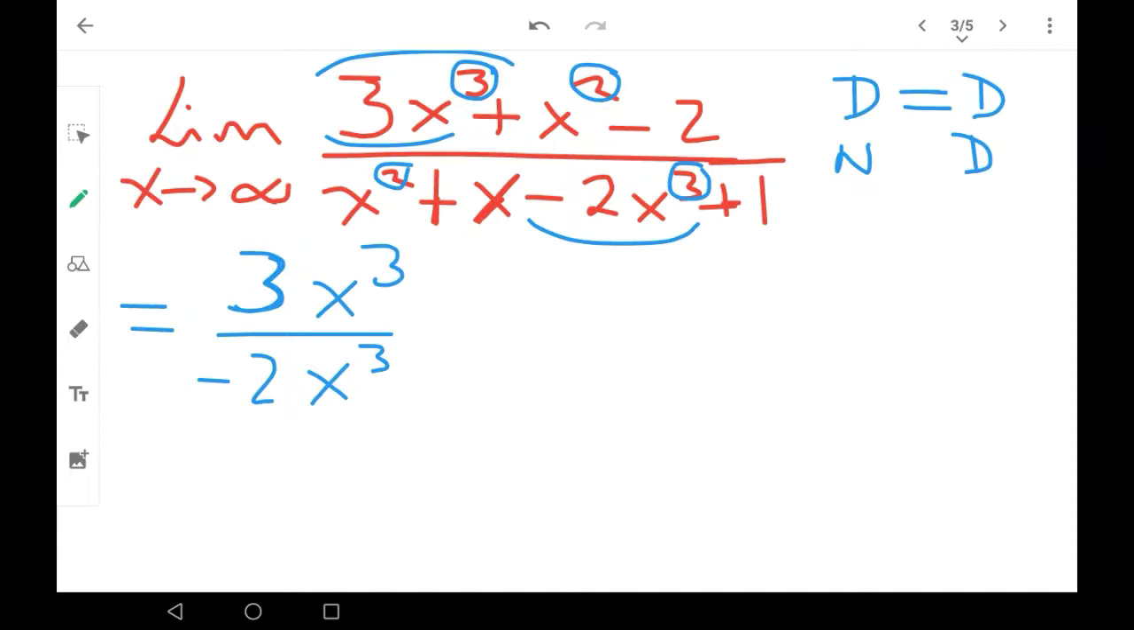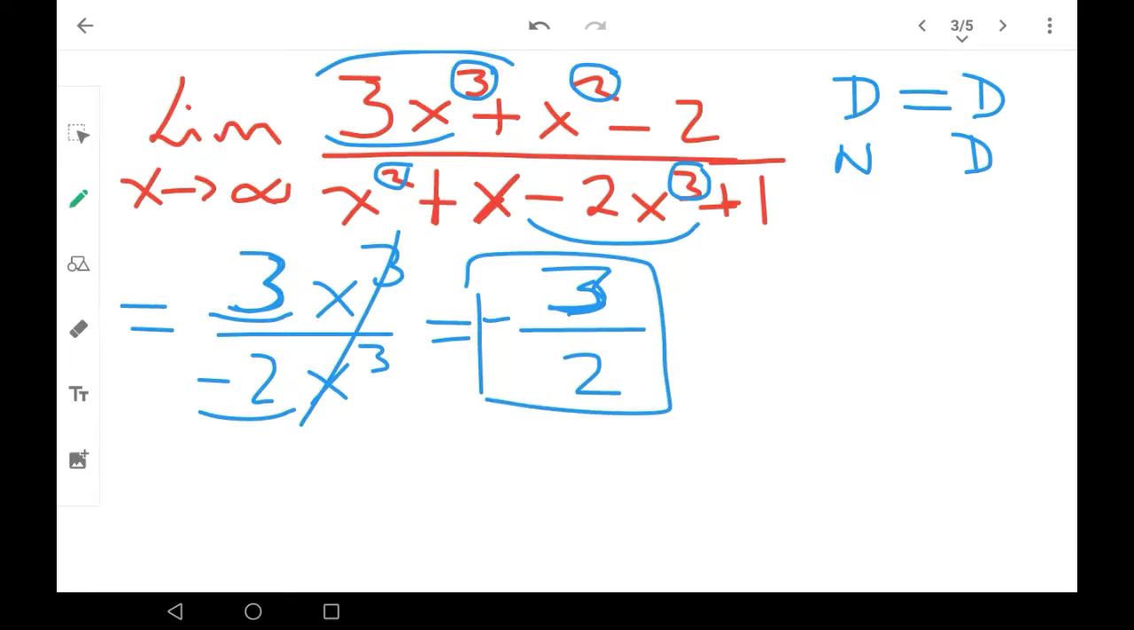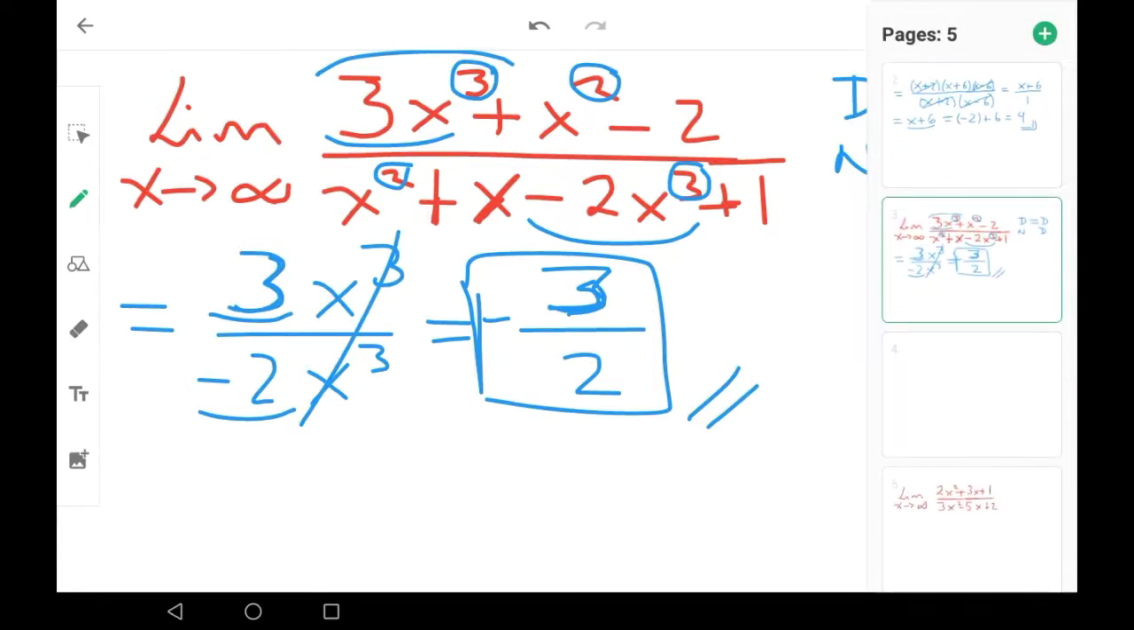Since the powers are the same, I can cancel these two, and my solution should be only the coefficients of my greatest x values. So the solution here should be 3 divided by 2, and this should be negative. So this should be my answer at the end: negative 3/2. That would be the answer for this one, using the short method, guys. At least I want you to understand that short method.